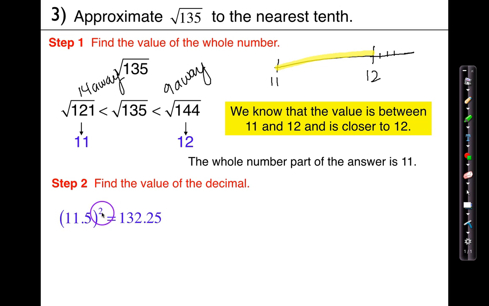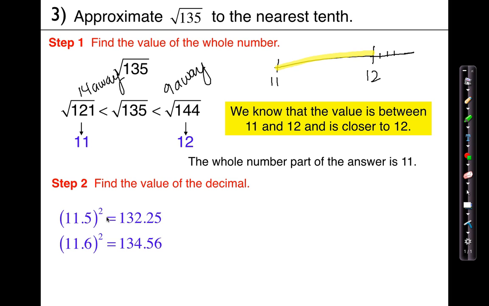So here I'm going to go ahead and test it out. 11.5 squared is 132.25. Now looking at that, that seems a little too far. So I'm going to go ahead and say let's try 11.6. I square that and I'm going to get 134.56, which is good. This is a lot better.